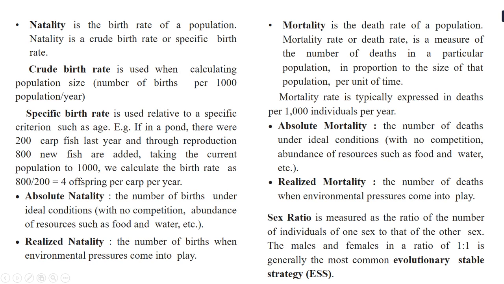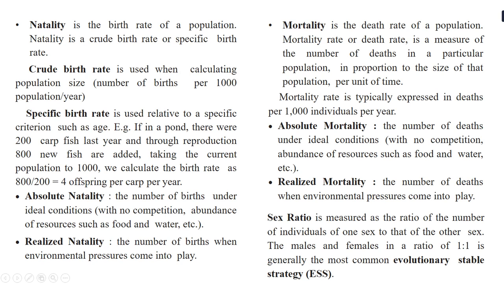For this, the example is that if in a pond there were 200 carp fish last year, and through a reproductive phase 800 new carp fish have been added to the same pond, then the current population becomes 1000, that is 800 plus 200. We calculate the birth rate as 800 by 200, that is 4 offsprings per carp per year. This is specific birth rate.